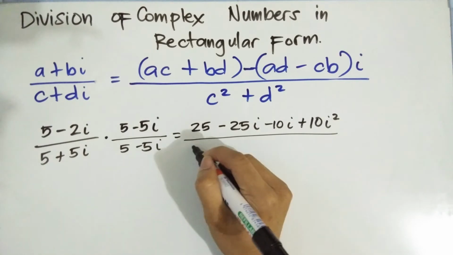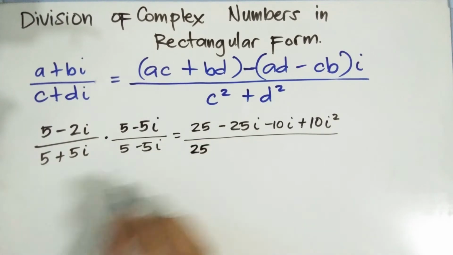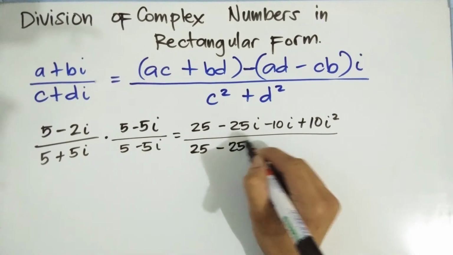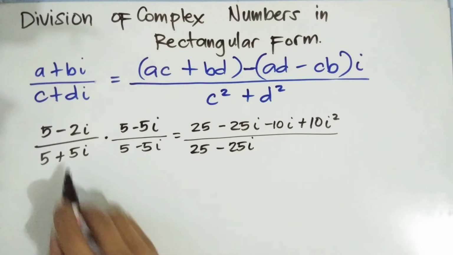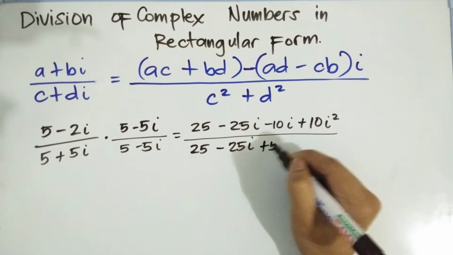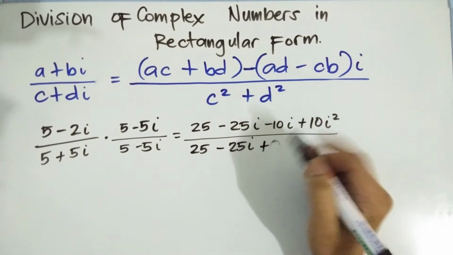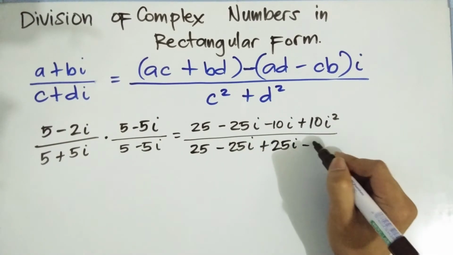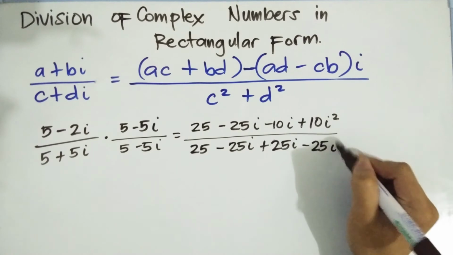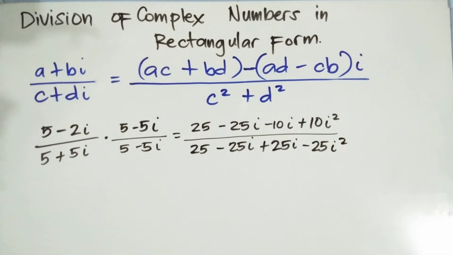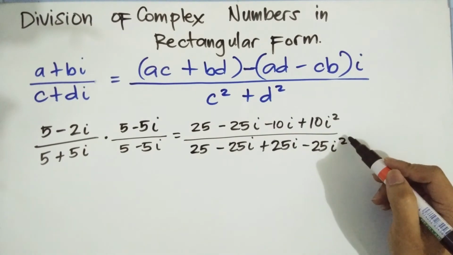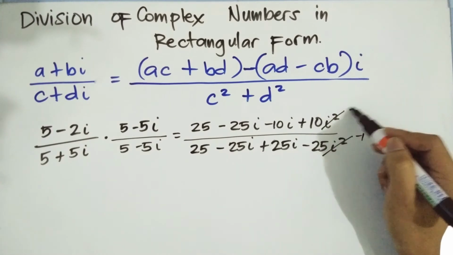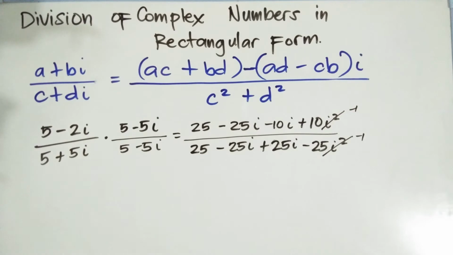Divide this by FOIL method again for the denominator. 5 times 5 is 25. 5 times negative 5i is negative 25i. 5 times positive 5i is positive 25i. And negative 25i squared. So to simplify this, we know that i squared is equal to negative 1. So we can change that into negative 1.